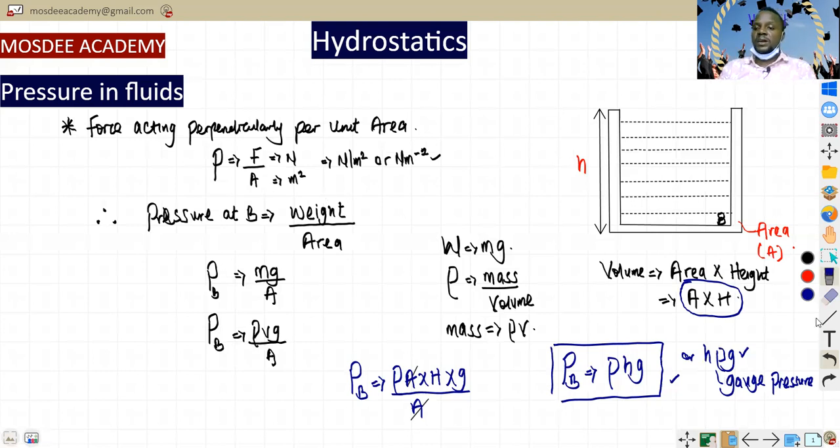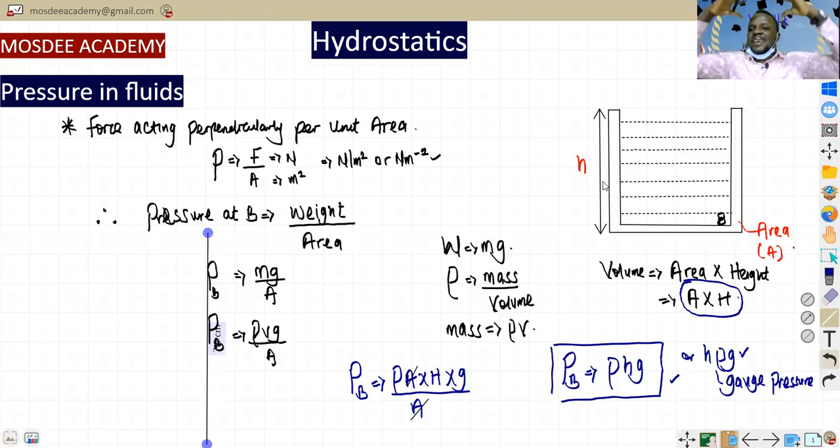Now let us quickly consider another situation, which I'll also do by this side. For us to understand this very well, let us quickly look at another situation with respect to the diagram we have here. Looking at this diagram, if the top of the container is open like this, there is another form of pressure we call atmospheric pressure, which in early classes is defined as the pressure that is exerted from the atmosphere.